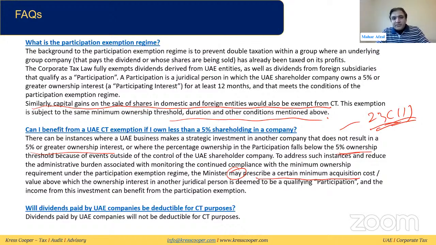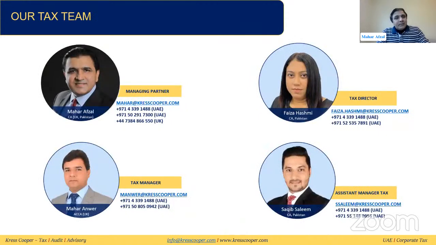We have already discussed that. Will dividends paid by UAE companies be deductible for CT purposes? Dividend is always paid out of the after-tax profit. If this is out of the after-tax profit, then how can we get the exemption? We cannot claim it as a deductible expense. We cannot claim it as an allowable expense because this dividend is usually paid out of the after-tax profit.